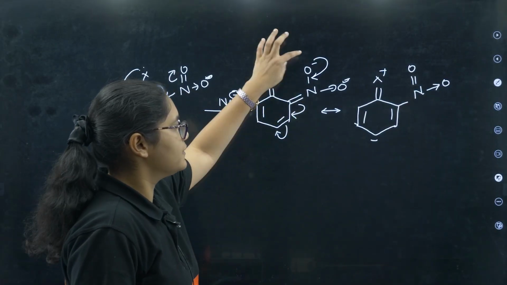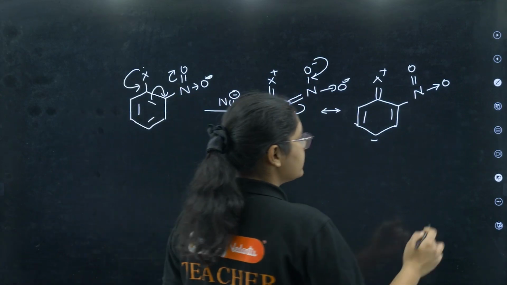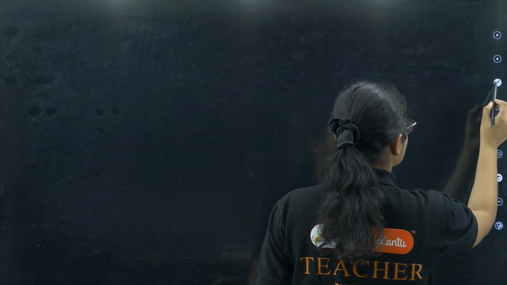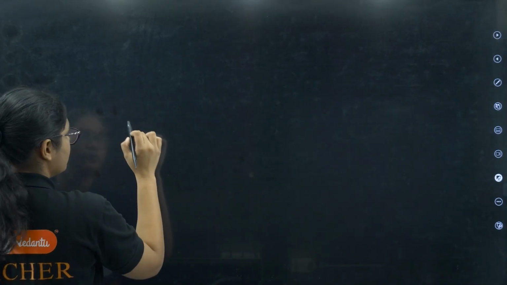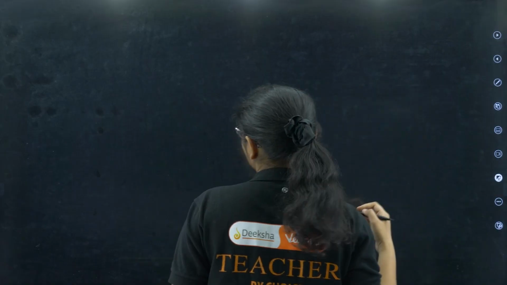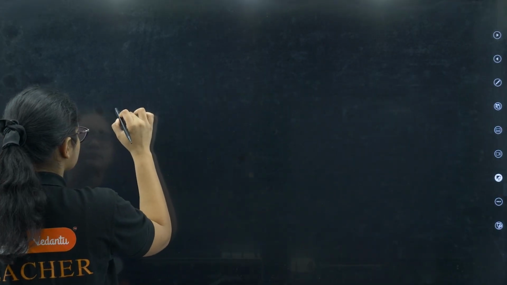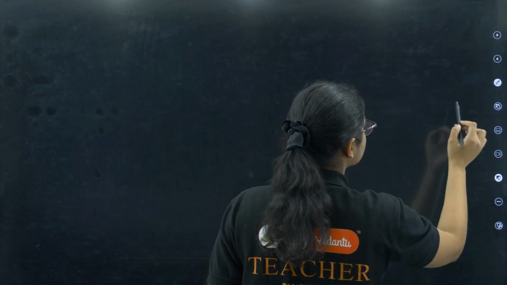So you can see that the nitro group is taking the charge from the ring. Now if I do it in the meta position, if I find this NO2 group at the meta position, one second.